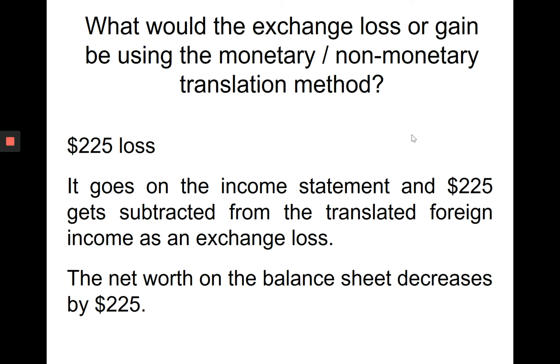Next, what would the exchange loss or gain be using the monetary non-monetary translation method? We calculated that, and we got $225 of loss. This loss goes on the income statement and gets subtracted from translated foreign income as an exchange loss, we would have less profit to show. It may actually turn our profit to loss if our profit is less than 225. And as I said before, these numbers could be in millions of dollars. The net worth or the value of the company on the balance sheet also goes down by 225.